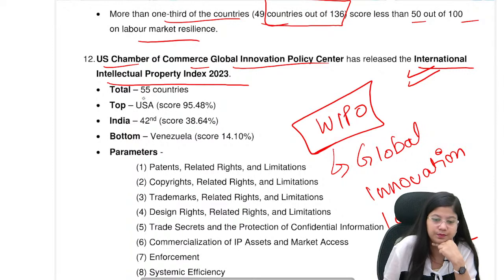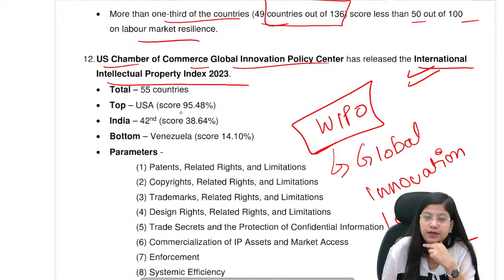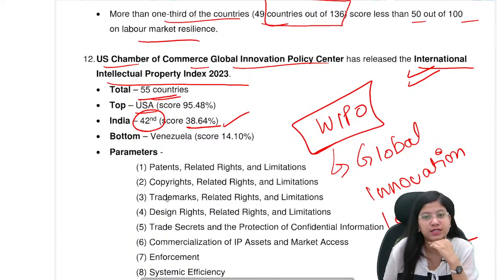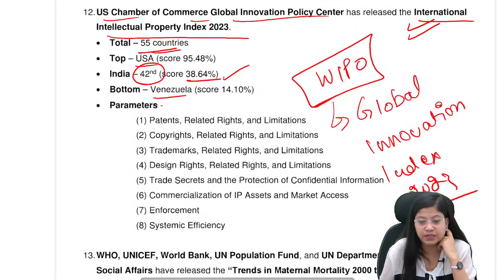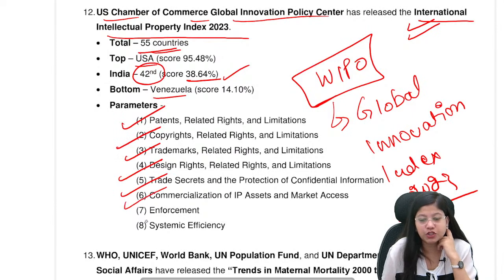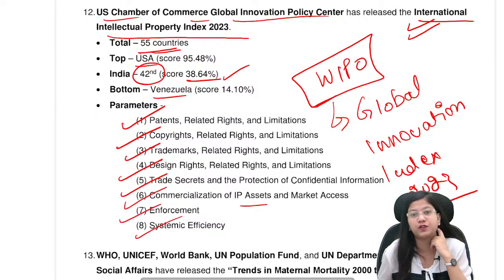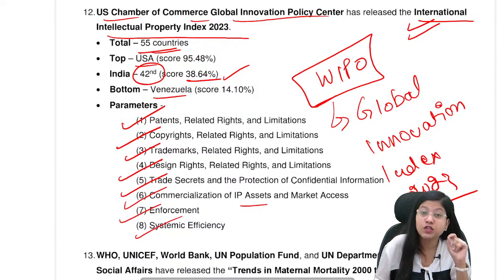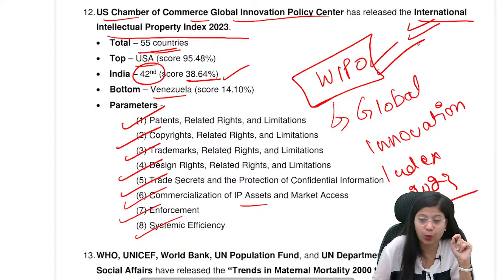Now, as far as this intellectual property index is concerned, 55 countries are in total. USA has topped. India stands at 42nd position. The score of India is 38.64%. Bottom is Venezuela. Now, how many parameters are there? 8 parameters are there: patents, copyright, trademark, design rights, trade secrets, commercialization of IP assets, enforcement, systematic efficiency. These are the parameters on which the IP index has been prepared. Now guys, your task is to read about WIPO. This WIPO organization is very, very important.